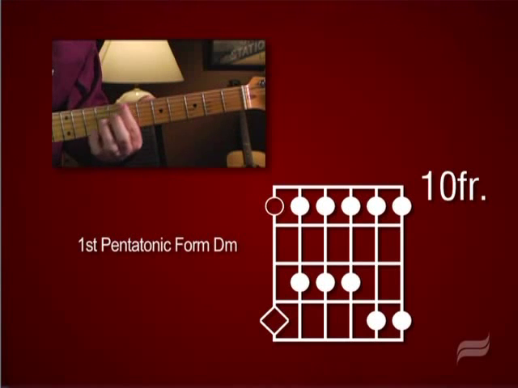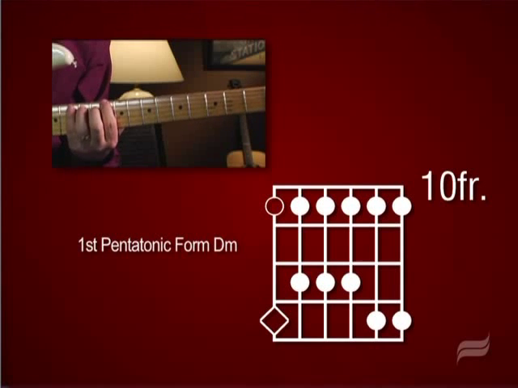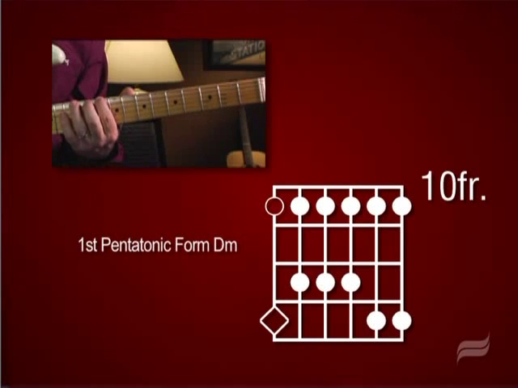E, F, G, A, B, C, D. First finger's on a D, so I'm up here in the 10th position. On the 10th fret, let's play it from here. This would also be the same scale for F major. Okay, that's the first pentatonic form. Let's take a look at the second pentatonic form.